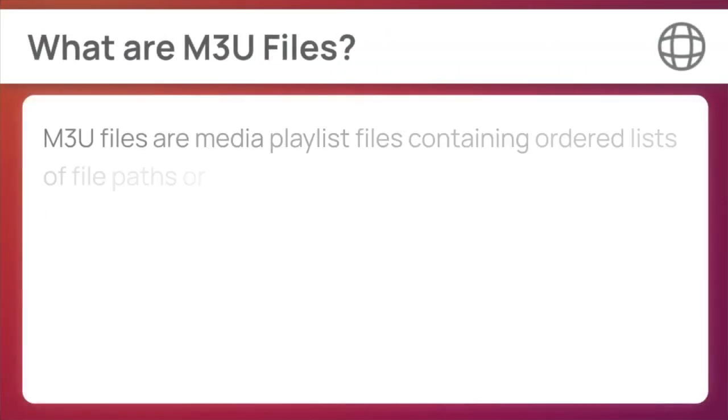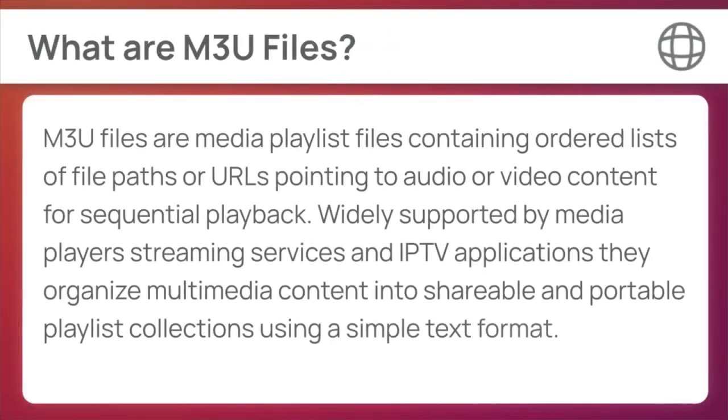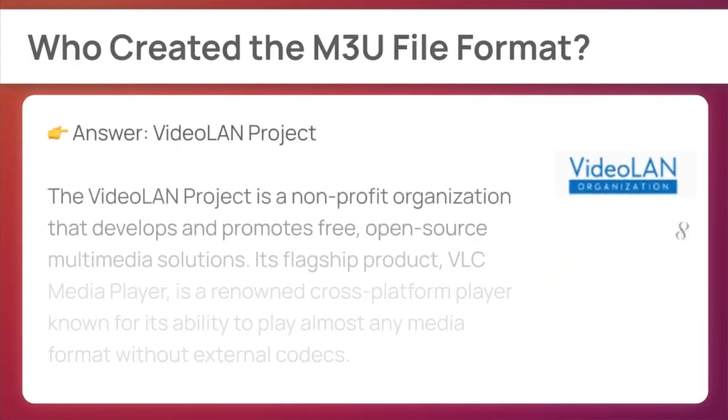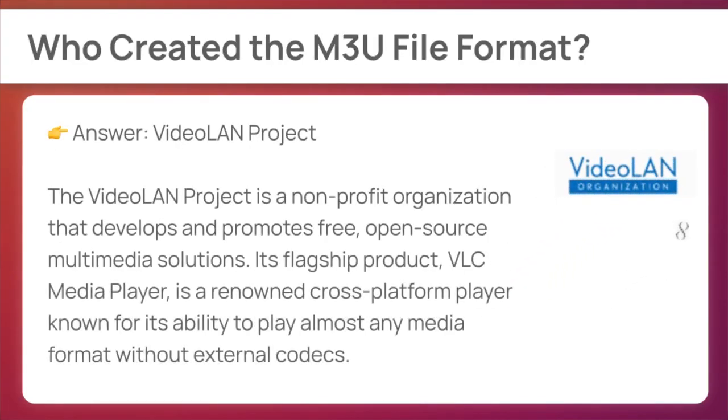M3U files are media playlist files containing ordered lists of file paths or URLs pointing to audio or video content for sequential playback. Widely supported by media players, streaming services, and IPTV applications, they organize multimedia content into shareable and portable playlist collections using a simple text format.